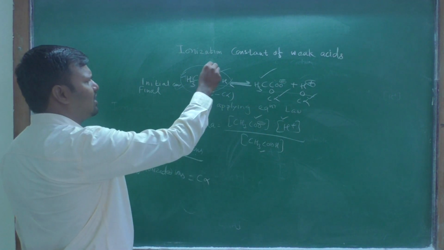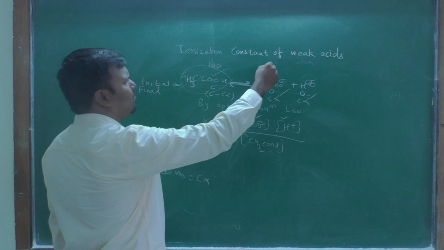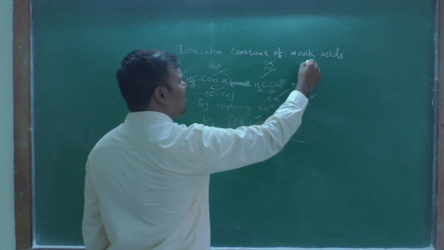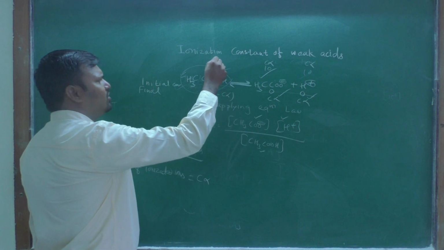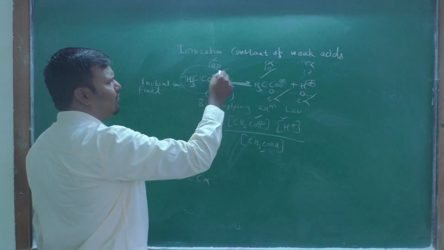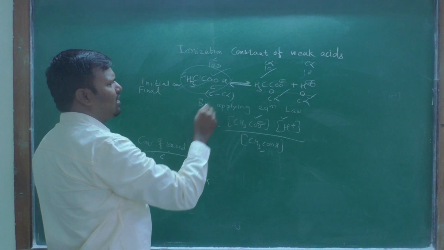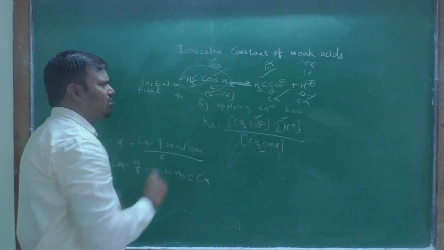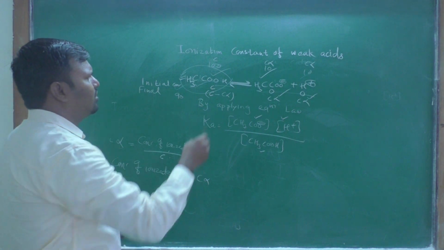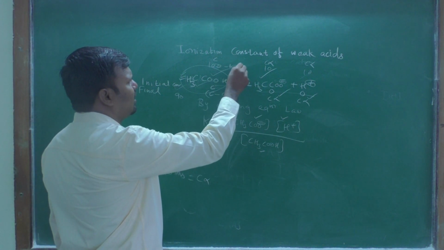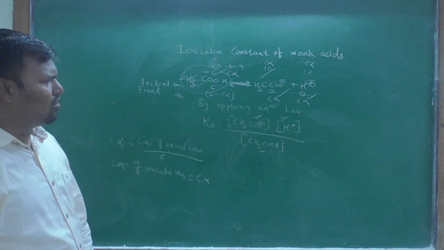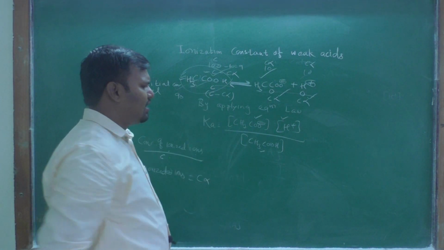Suppose there are 100 molecules, and after some time it gives 10 and 10; that 10 is the C alpha, and the initial concentration is C. Therefore the remaining concentration is 100 minus 10, which is 90 molecules of CH3COOH. So C minus C alpha is the concentration of acetic acid.